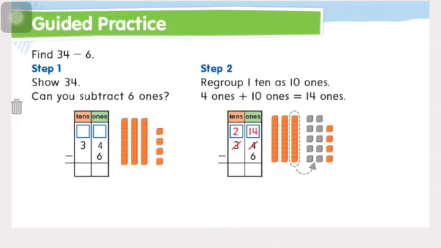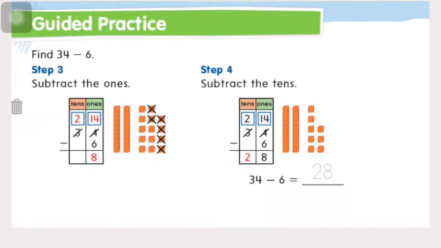So it shows you how to do that on step 2. We're going to take 1 10, just like we did on the crab page. We're going to regroup it as 10 ones. So we'll have 2 tens left and 14 ones, and then we'll be ready to subtract. So step 3 is subtract the ones. 14 minus 6 is 8. 2 minus nothing is 2. We just bring down the 2. Oh, sorry, step 4 is subtract the tens, bring down the 2, and we end up with 28.